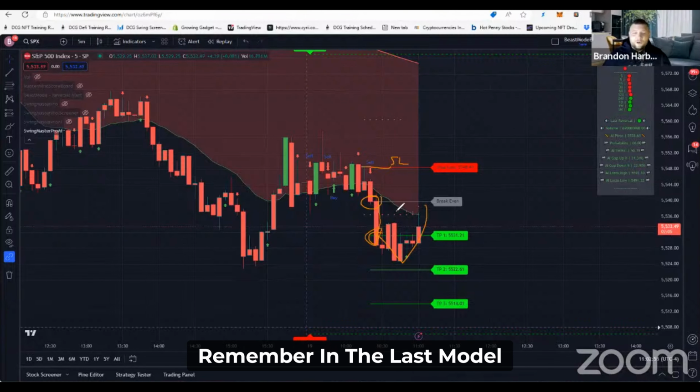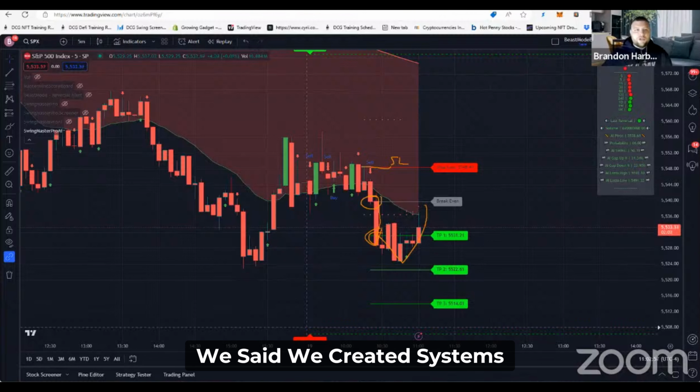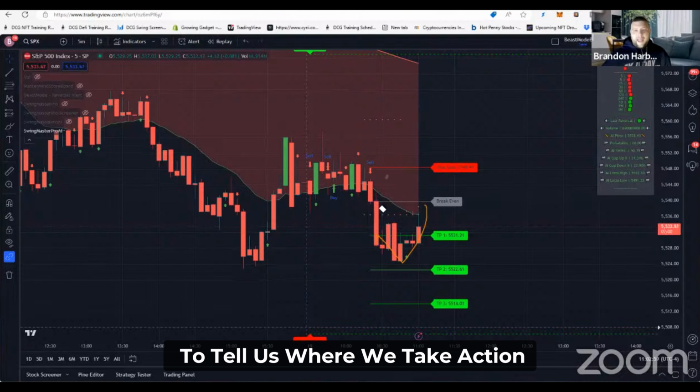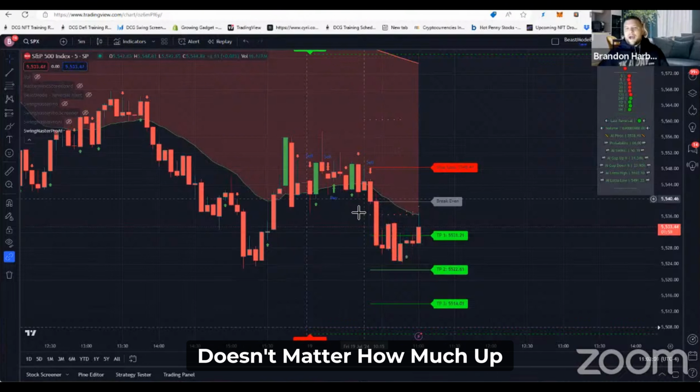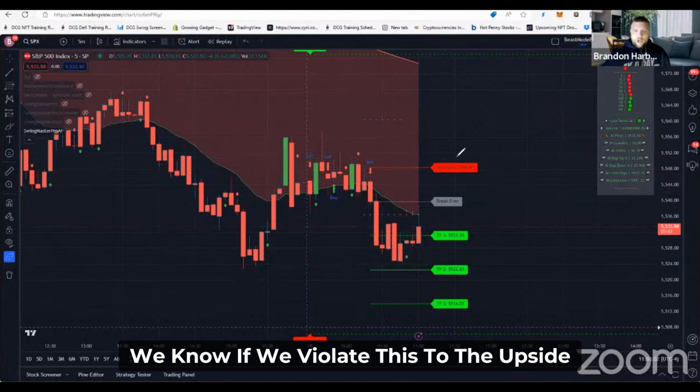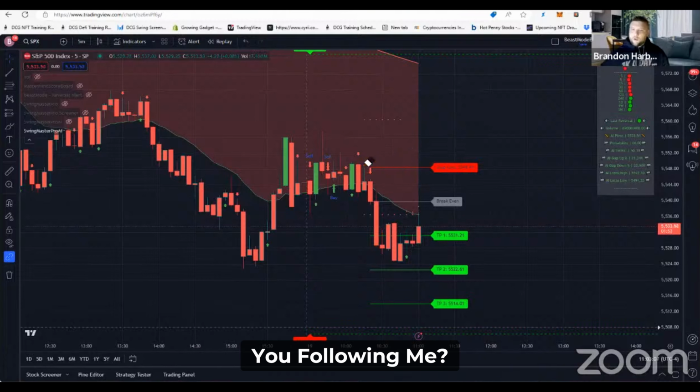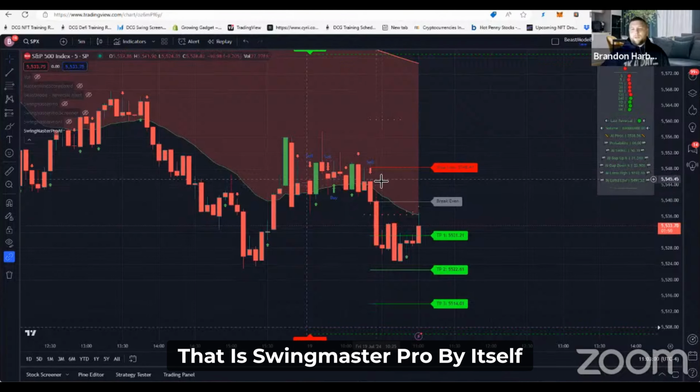Remember in the last model, we said we created systems to tell us where we take action. It doesn't matter how much up or down in that specific area. We know if we violate this to the upside, we're taking a loss on it. You follow me? So we're following our plan. That is SwingMaster Pro by itself. You can trade it on any time frame, any symbol: Forex, crypto, futures, whatever.